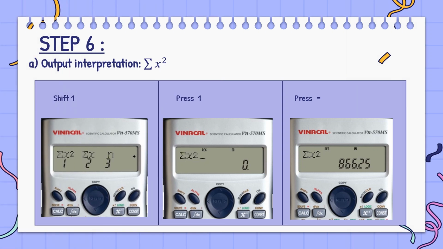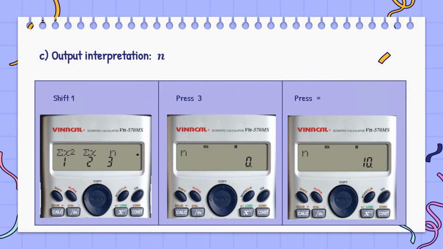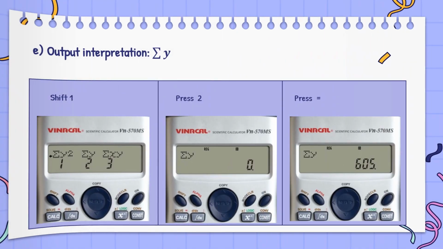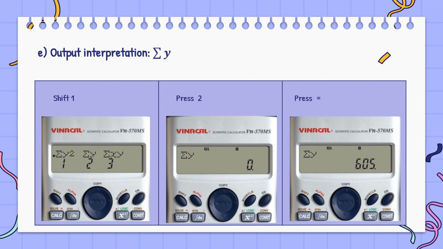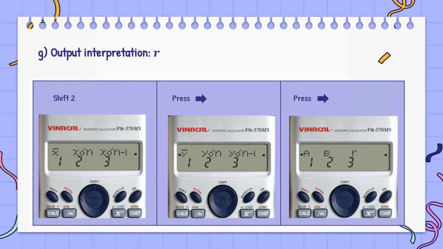Step 6. A. Output interpretation: summation X squared. B. Output interpretation: summation X. C. Output interpretation: N. D. Output interpretation: summation Y squared. E. Output interpretation: summation Y. F. Output interpretation: summation XY. G. Output interpretation: R.